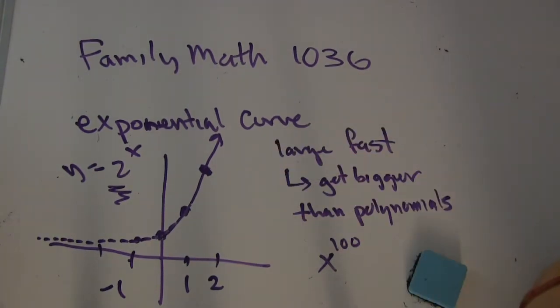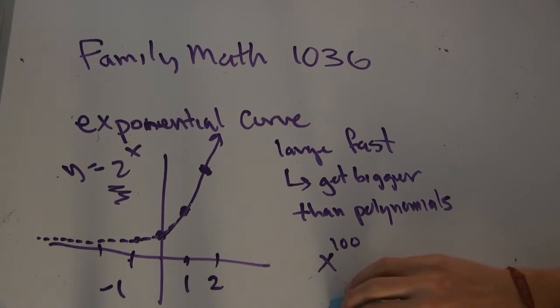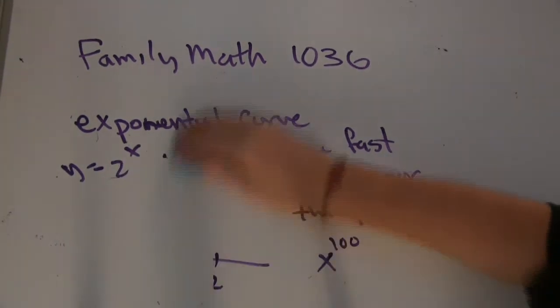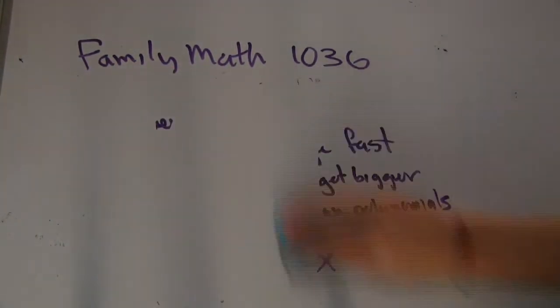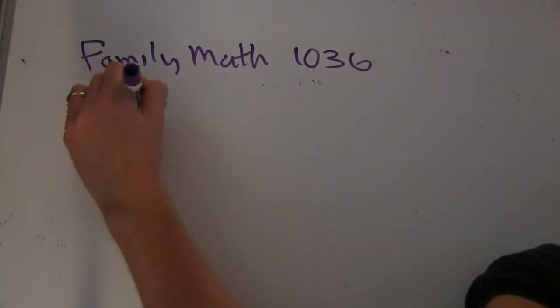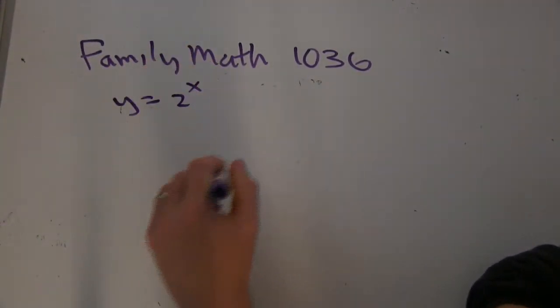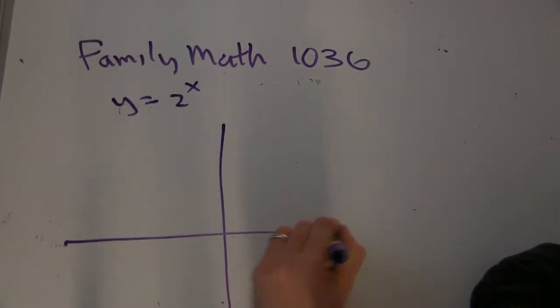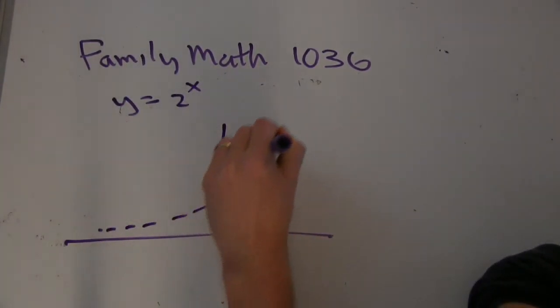So have you heard of logarithms before? A little bit. Okay. Maybe I'll stay with 2 to the x. So we have a very, very steep curve. So if we have y equals 2 to the x, we have our curve that we looked at before.